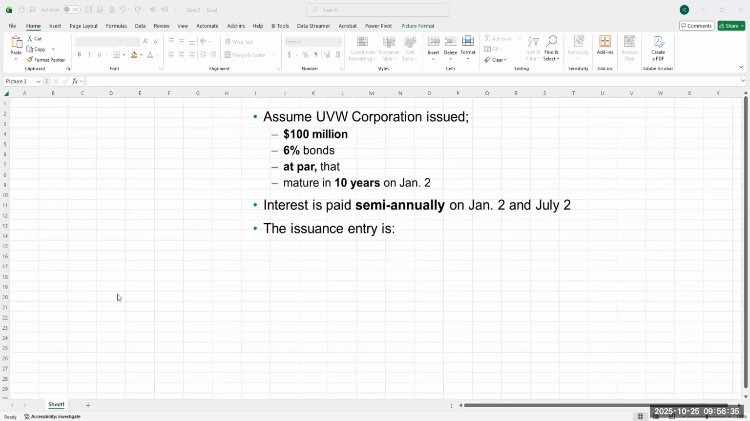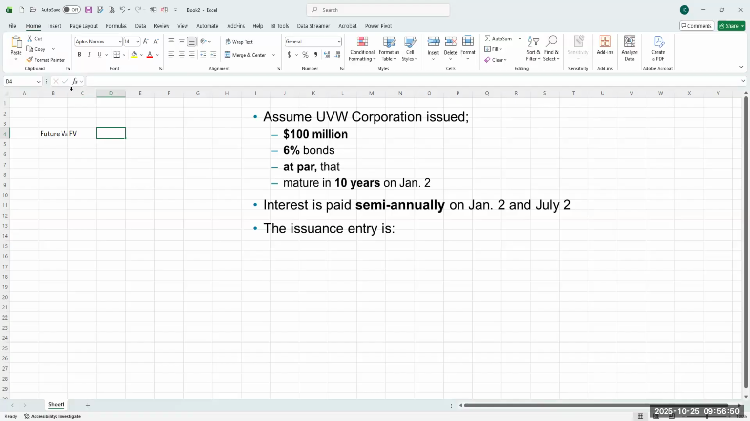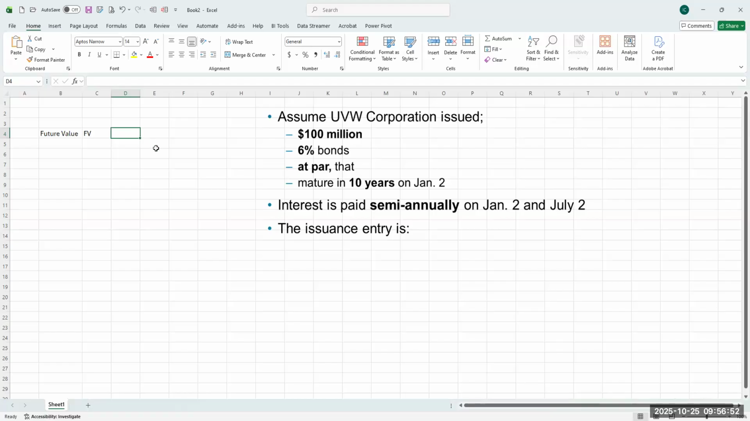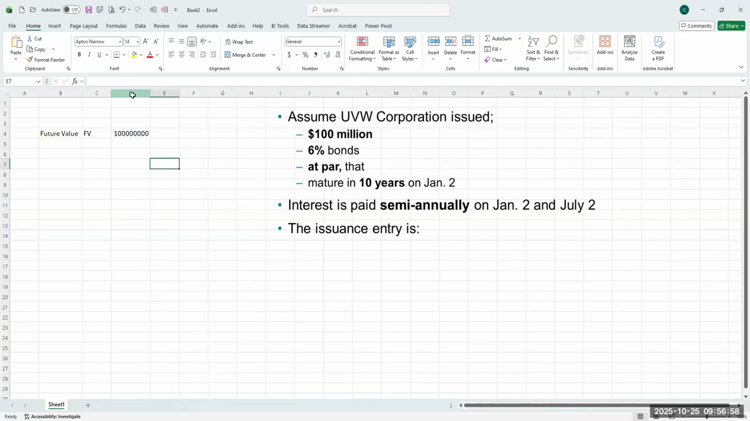Here we go. So assume that this company issues a bond. The future value, FV, the one that we have to pay, is $100 million. 1, 2, 3, 1, 2, 3. I'm purposely doing this so we can use this later.